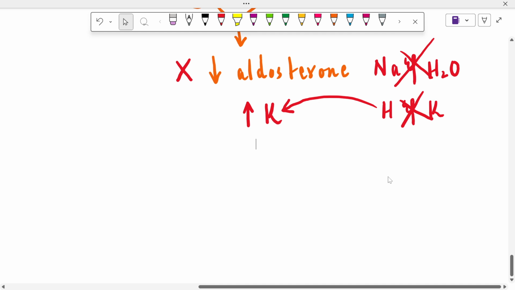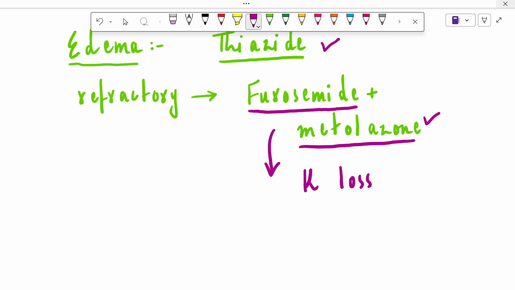Furosemide plus metolazone. Metolazone is a type of diuretic, right? So furosemide and metolazone can be used in case of refractory edema. But the furosemide, the thiazide, and metolazone will cause potassium loss into the urine. When we are treating the edema, automatically there will be loss of potassium because the loop diuretic and the thiazide diuretics are all potassium wasting diuretics.